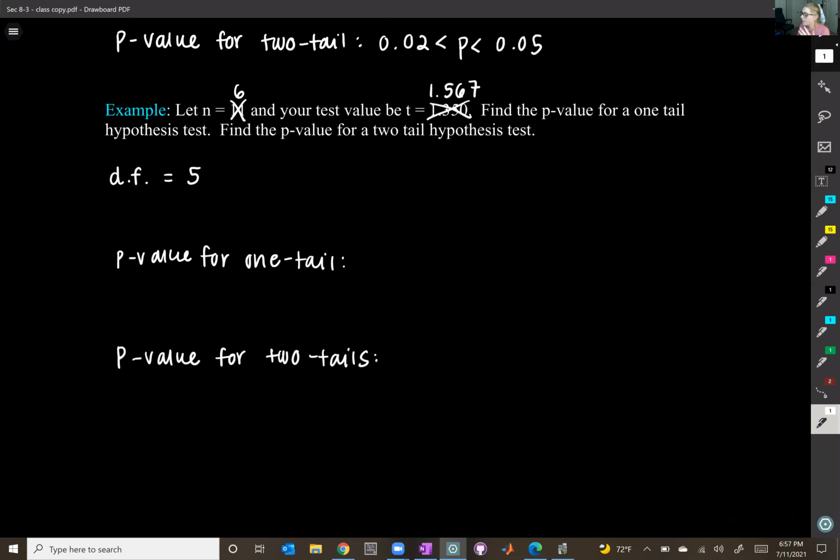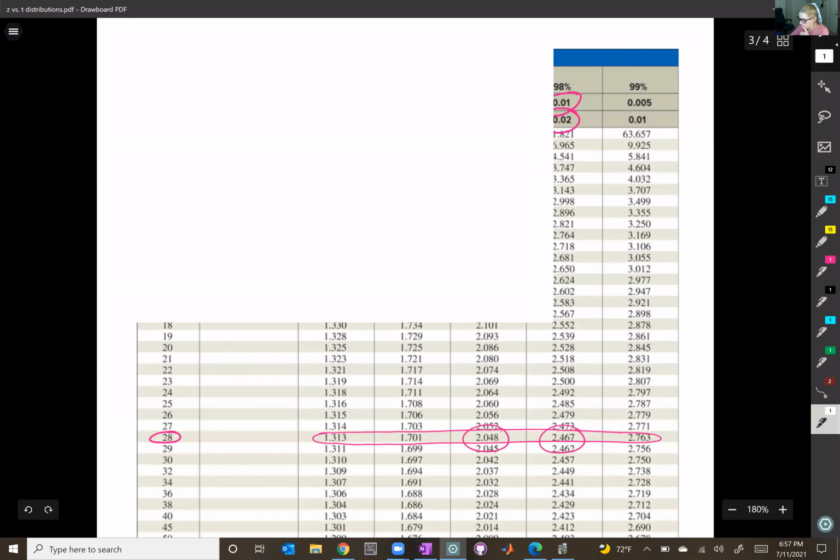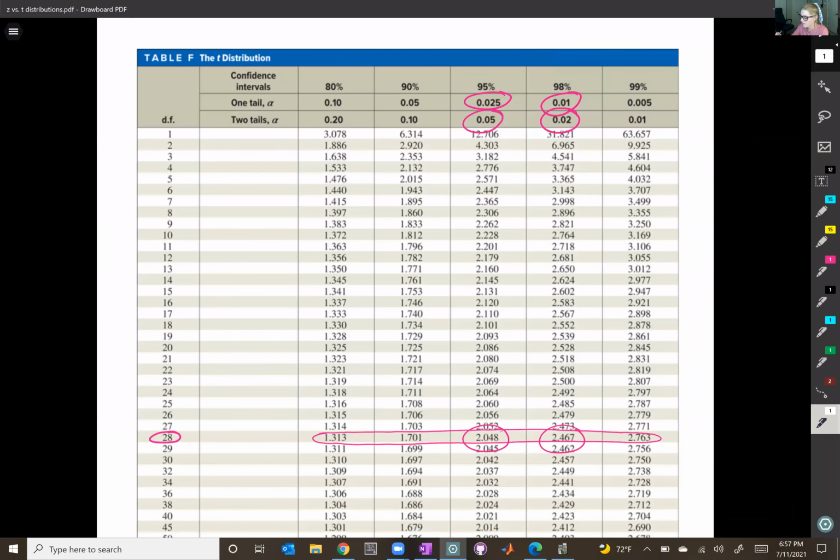Okay, so now we just need to go back to our chart and do that one more time. My tablet is really not liking to erase everything. It does not want to erase my circle around 28. You're just going to have to ignore the circle around 28. Sorry, it doesn't want to erase it.